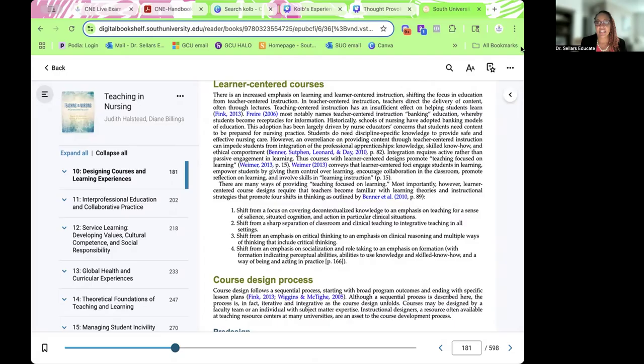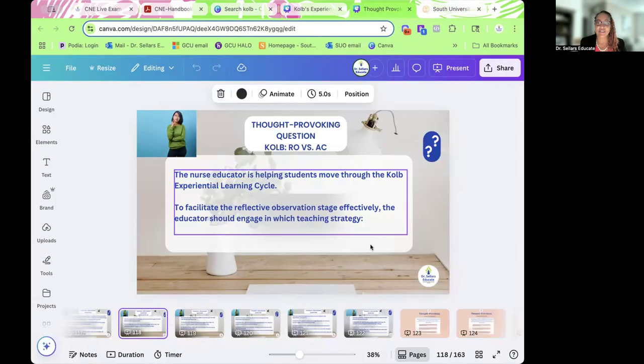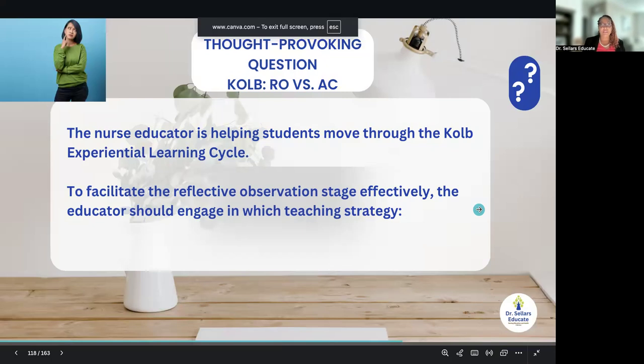All right, and now what we're going to do is take a look at that thought-provoking question and see what you think about it. If you haven't seen it yet, it's okay. We're going to look at it together. And we're also going to look at some content in the Billings and Halstead textbook, again sixth edition. So we're going to do a couple of different things during our time together for this snapshot. First and foremost, here's the thought-provoking question.